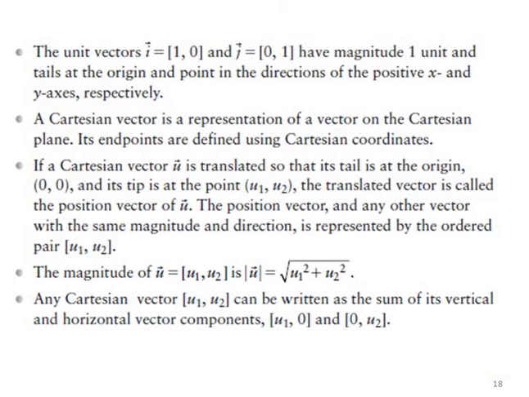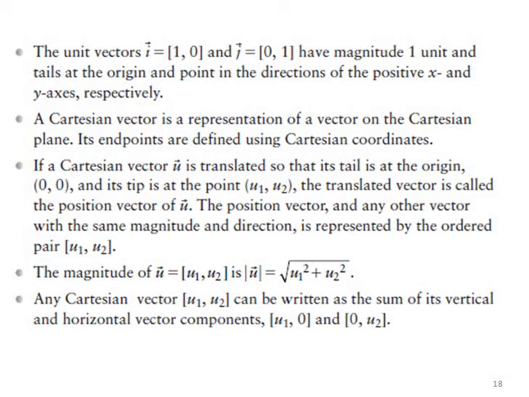Now let's wrap up the key concepts. Unit vectors i is (1, 0), and j is (0, 1), has magnitude 1 unit and tails at the origin and points in the direction of positive x and y axis respectively. A Cartesian vector is a representation of a vector on a Cartesian plane. Its endpoints are defined using Cartesian coordinates. If a Cartesian vector u is translated so that its tail is at the origin (0, 0) and its tip is at the point (u1, u2), the translated vector is called the position vector of u.